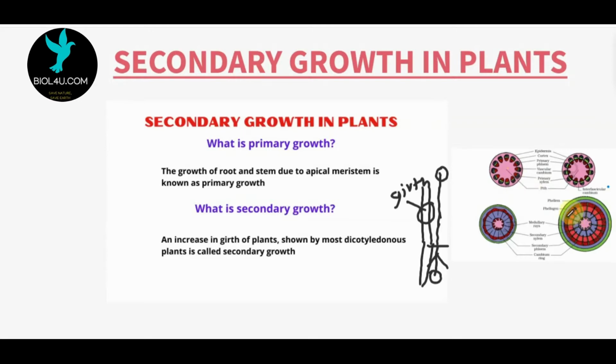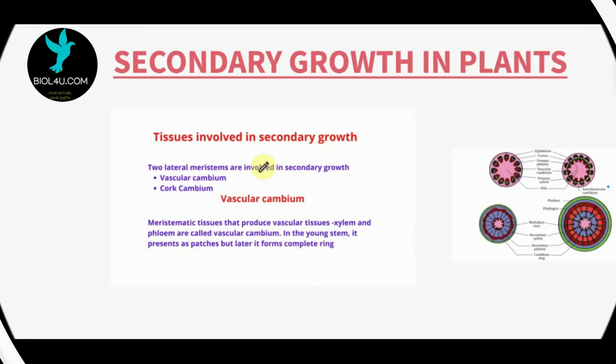So let us study what tissues are involved in this secondary growth. You know, two lateral meristems are involved in secondary growth. Secondary growth requires two tissues, that is the vascular cambium and cork cambium. So these two lateral meristems, the vascular cambium and cork cambium, are responsible for secondary growth.